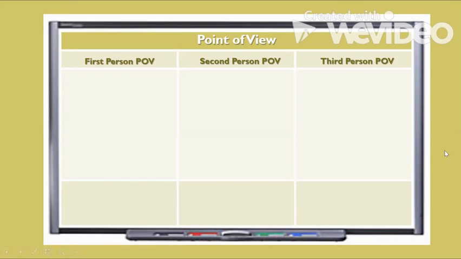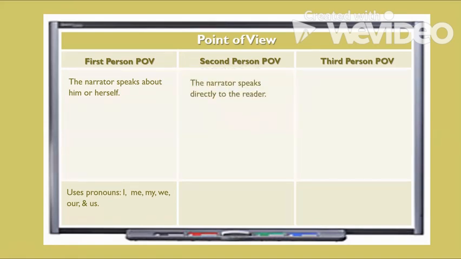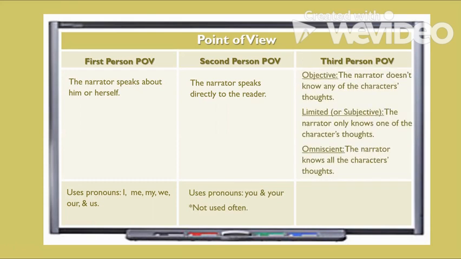This is the great graphic organizer from the previous lesson as well. First person point of view, the narrator speaks about him or herself. Some of the pronouns associated with first person are I, me, my, we, our, and us. In the second person point of view, the narrator speaks directly to the reader. Some of the pronouns are you and your. And remember that this one is not often used. Third person point of view is objective, and that's when the narrator doesn't know any of the character's thoughts or feelings. Limited is when the narrator only knows one of the character's thoughts. And then omniscient is when the narrator knows all of the character's thoughts and feelings. And the pronouns associated with third person: he, she, his, her, it, they, and their.